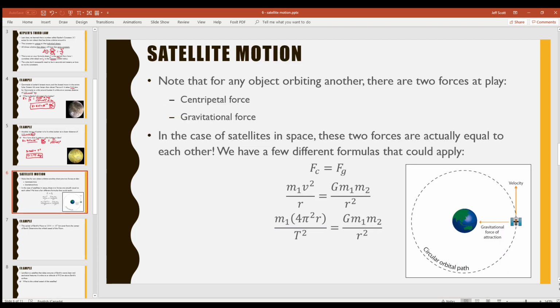So our new topic for today is going to be satellite motion. So just pause here so you can write this down. All right, so I want you to first look at this picture that I have in the bottom right. We have a satellite that's going around Earth.